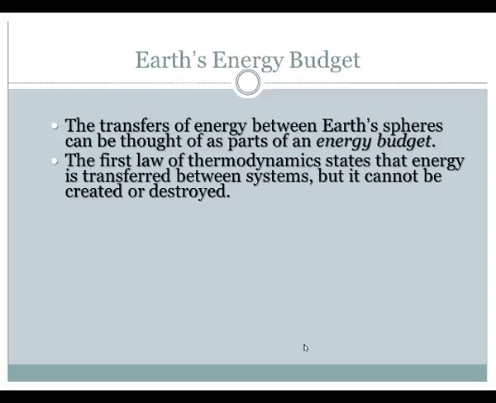The first law of thermodynamics states that energy is transferred between systems, but it cannot be created or destroyed. We've seen this before. For example, when we were in the chemistry unit and I was talking about how we can take paper and we can change its mass. We don't really change the mass of the paper because the paper basically becomes less organized. The matter moves to a different location. It turns into a gas.